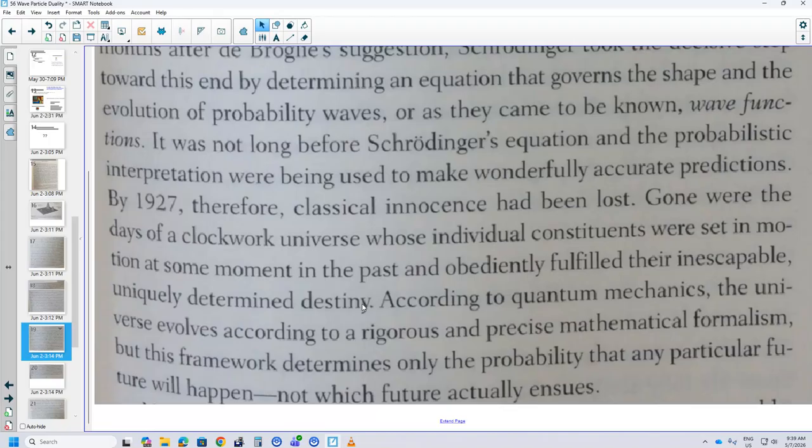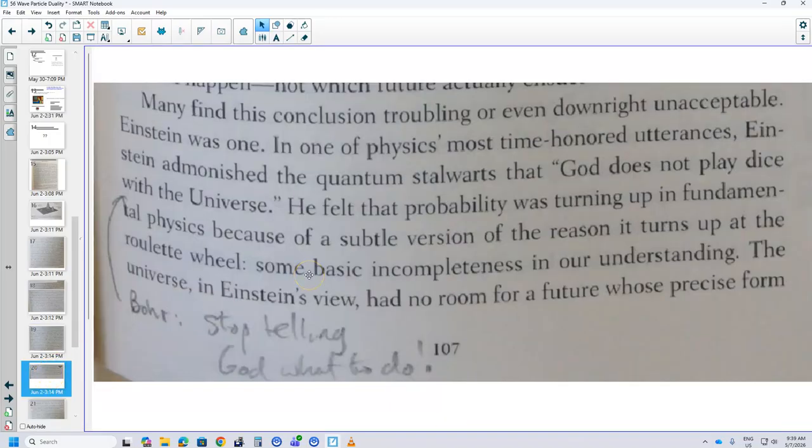Gone were the days of a clockwork universe whose individual constituents were set in motion at some moment in the past and immediately fulfilled their inescapable, uniquely determined destiny. According to quantum mechanics, the universe evolves according to a rigorous and precise mathematical formalism, but this framework determines only the probability that a particular future will happen, not which future actually ensues. Many find this conclusion troubling or even downright unacceptable.